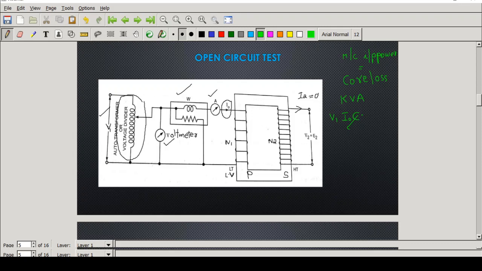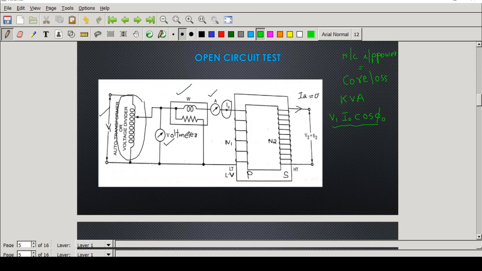So cos phi 0, because as I told you, we have to consider the effect of the power factor. So I can write it as V1 I0 cos phi 0, where cos phi 0 is called the power factor. Now the ideal power factor value is up to 0.99. Always the power factor has to be high. So this is the input power which we are giving to the transformer.